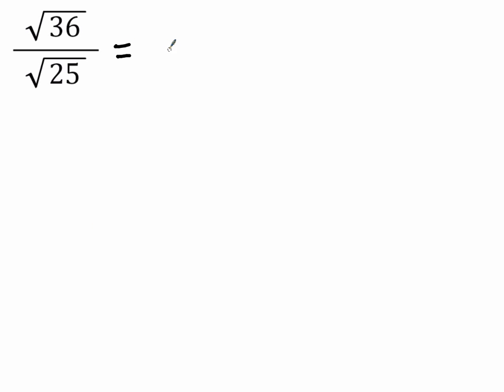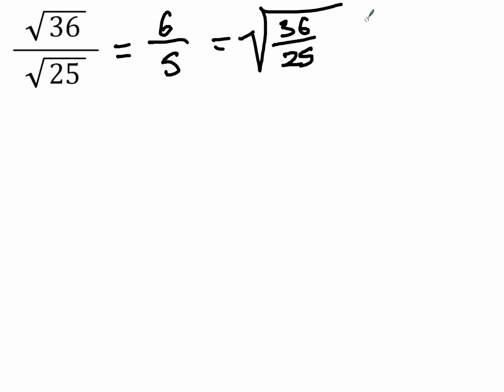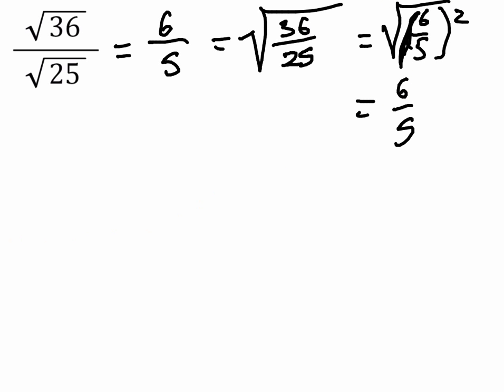Okay, another property, the square root of 36 is the same thing as 6. The square root of 25 is the same thing as 5. So this is equal to 6 over 5, but it's also equal to the square root of 36 over 25. You could rewrite it that way if you want. This isn't a great example of that, but this is the same thing as the square root of 6 over 5 squared. And those two things are going to cancel out and you'll be left with 6/5.